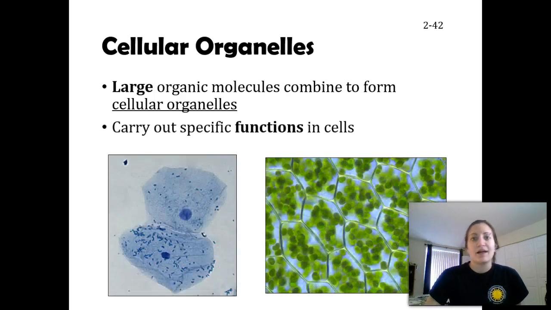So each organelle has a very specific function. We've talked about the nucleus and the cell membrane. Here we have chloroplasts in our plant cells, and we know that a chloroplast has very different functions than, say, the nucleus.